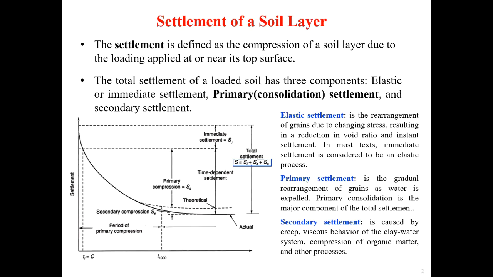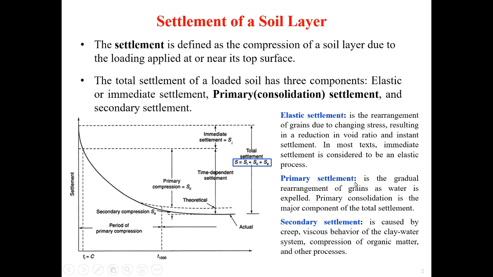The first settlement is what we call elastic or immediate settlement. It is due to the elastic distortion of the soil particles themselves. If we load the solids of the soil, they are going to deform elastically. This type of settlement occurs instantaneously, typically right when we apply the load, so usually it occurs during construction. It's the primary mechanism of settlement for coarse-grained soils like sand and gravels.